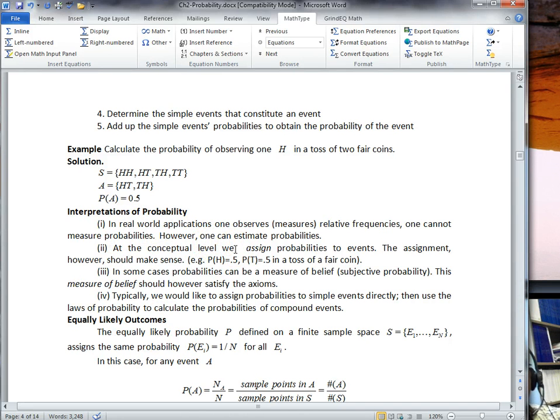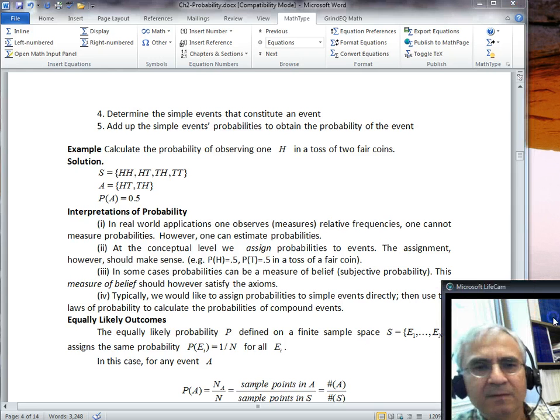Interpretations of probability. Let's go quickly over this. In real applications, we observe relative frequencies. We measure them as in data analysis. We don't measure probabilities, but we can estimate probabilities. So this is useful to know. But usually we get estimates of probabilities.